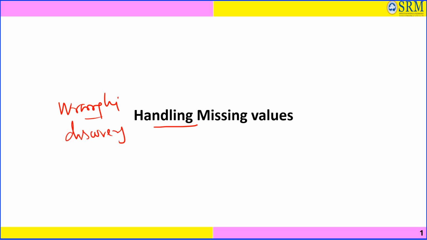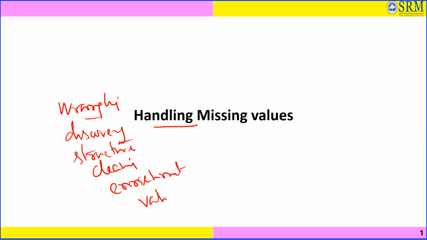We have to discover the pattern in the data. Then you have to structure the data, structuring. The next one is cleaning. The next one is enrichment. The next one is validation. And then the last one is publishing. So these are the steps for data wrangling.